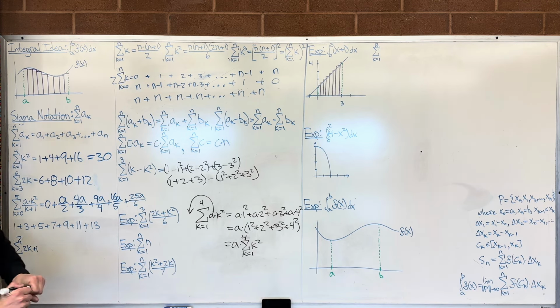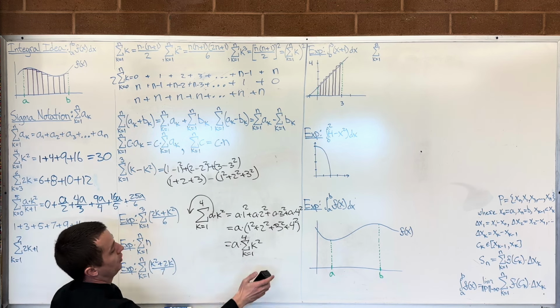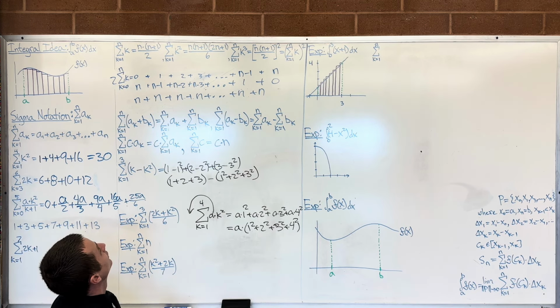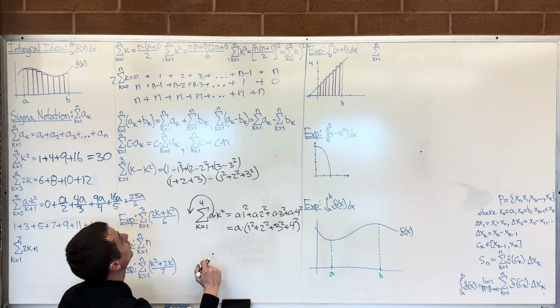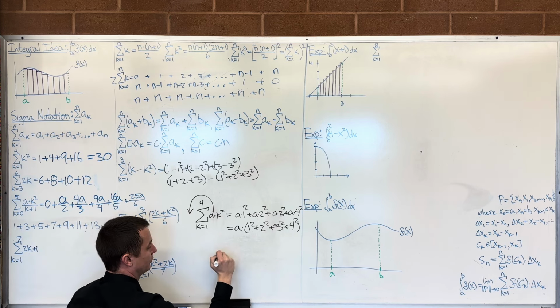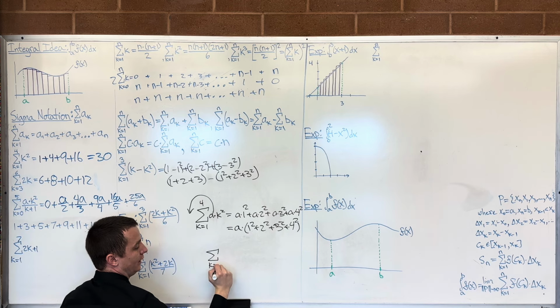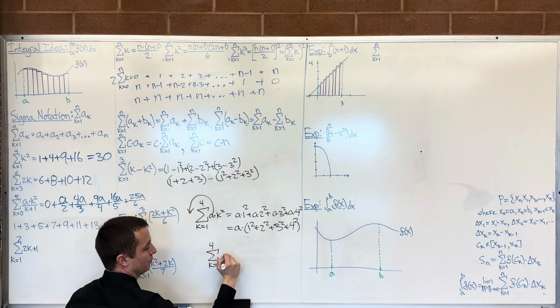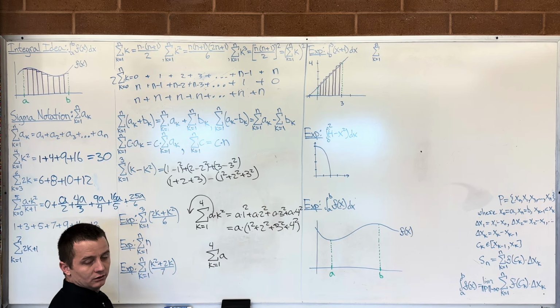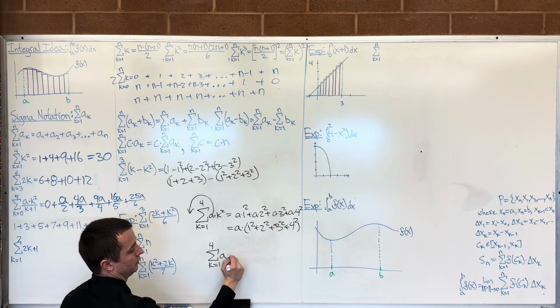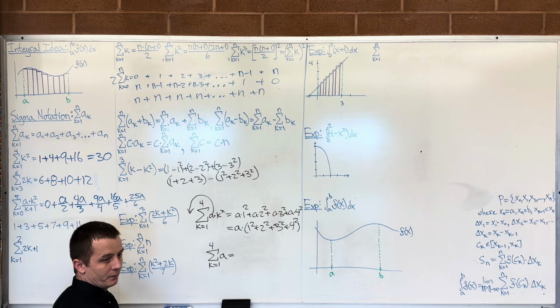Okay, let's try one more. Let's calculate this one. You tell me what the sum is. Let's do the sum from k equals 1 to 4 of some constant a. What is that going to be? A every time. So what is it? 0. What?